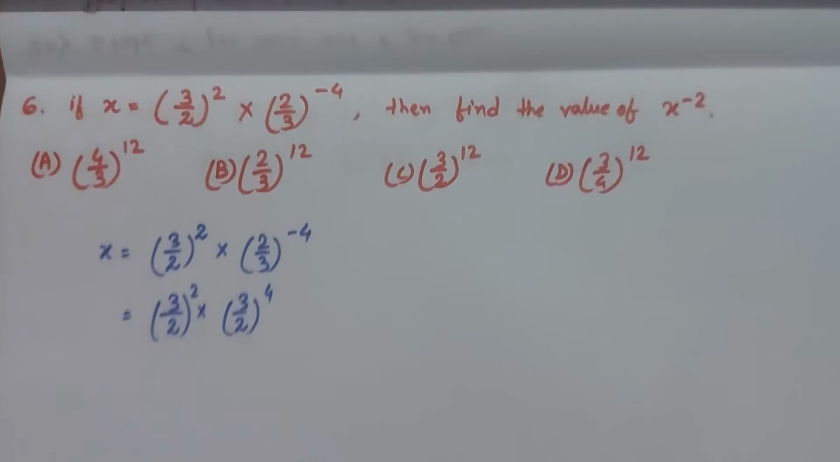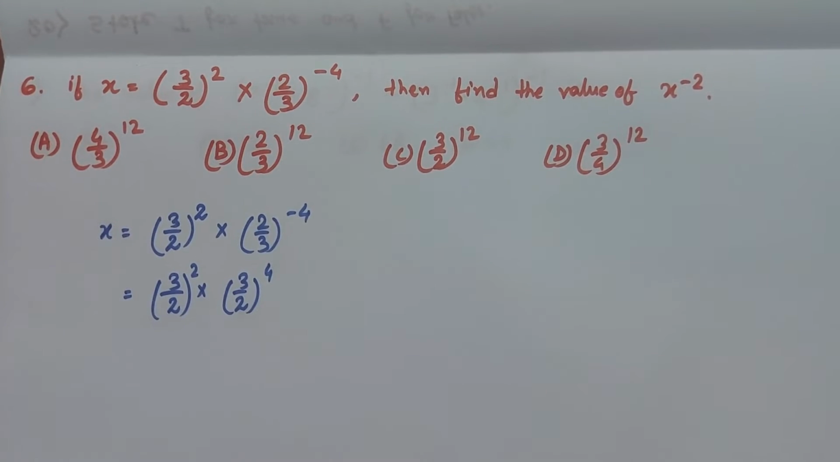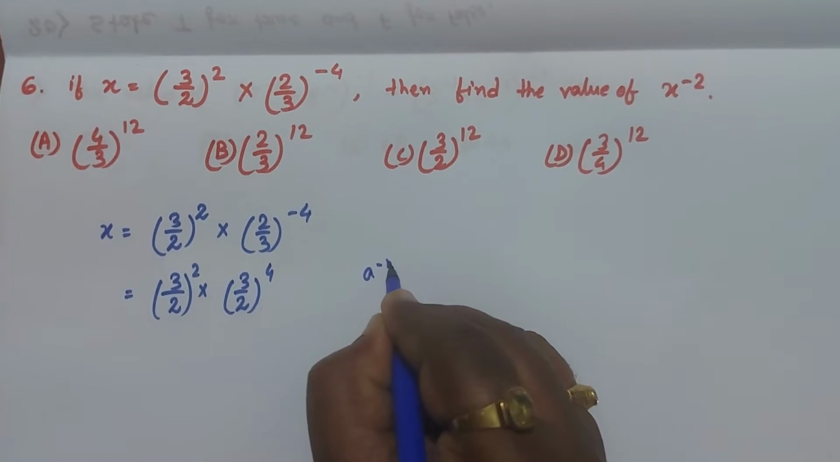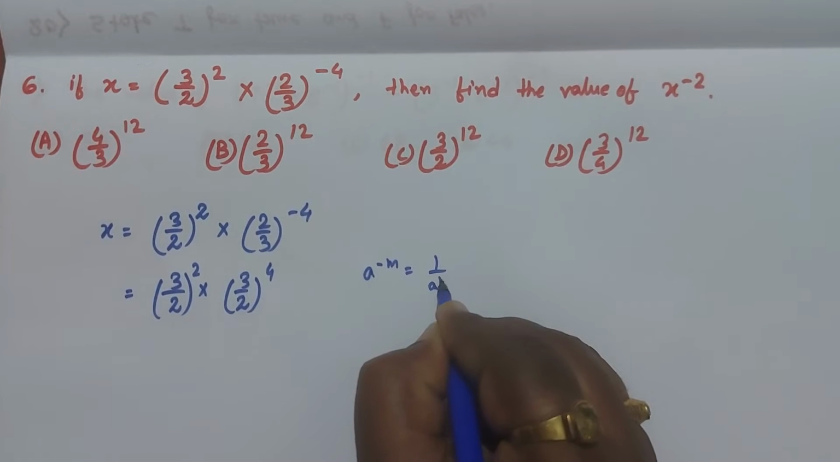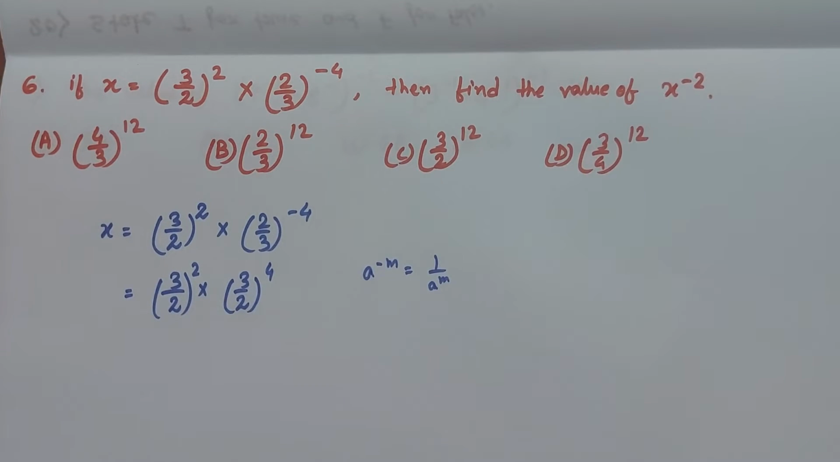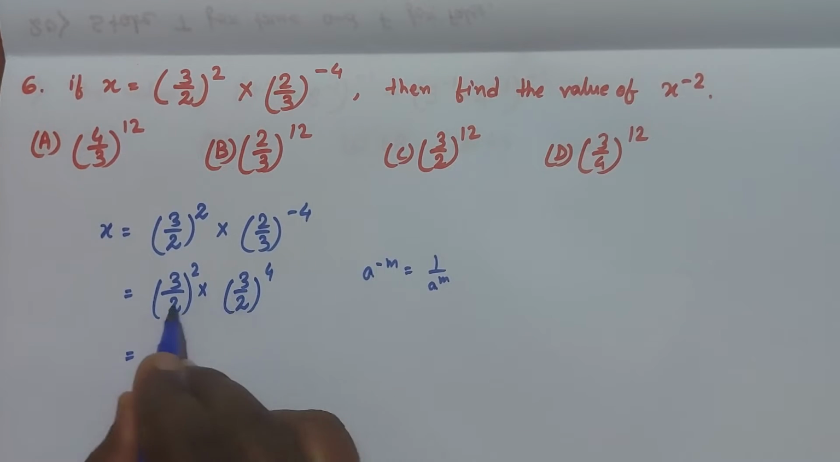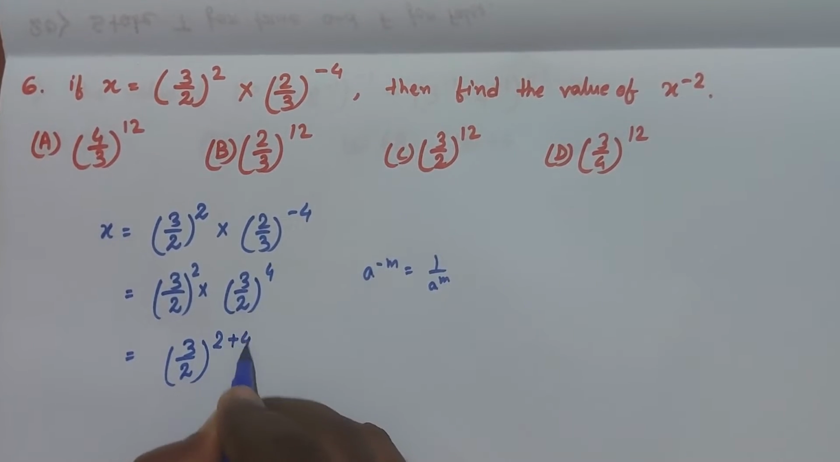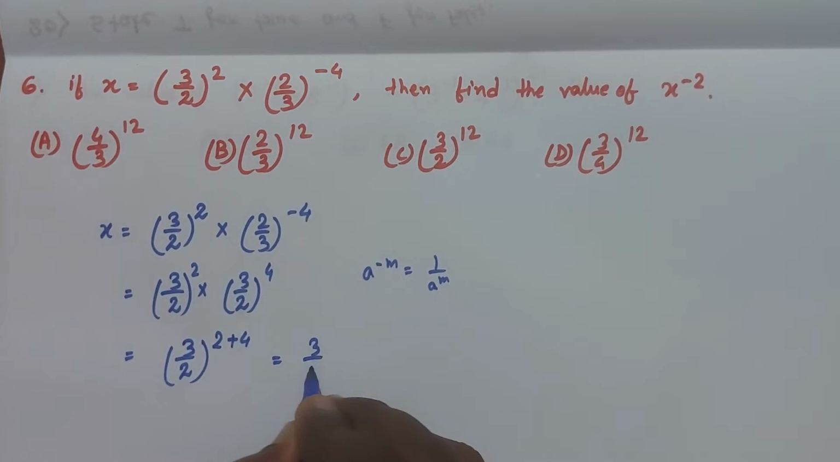How have I written this? A formula was there that a to the power minus m is equal to 1 by a to the power m. Now I have written this in this way. Now since both the bases are the same, 3 by 2, the powers are added in order to multiply. So this will be equal to 3 by 2 whole to the power 6.